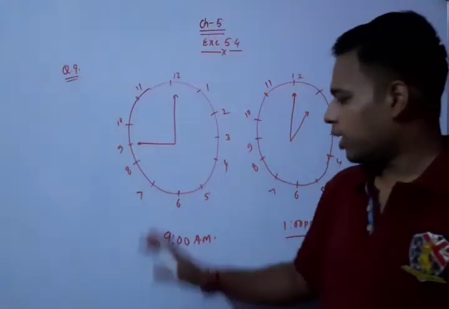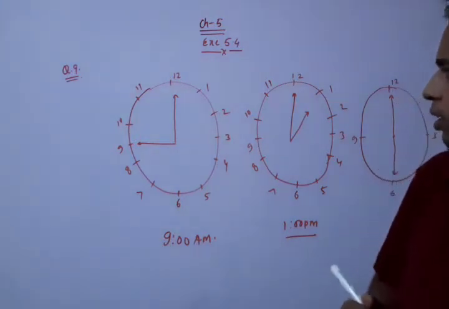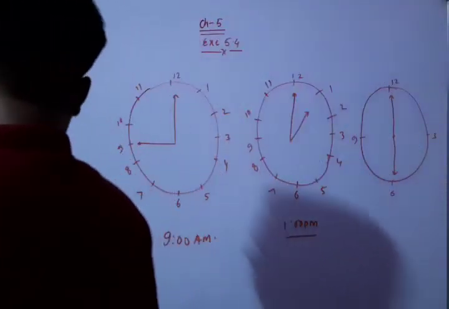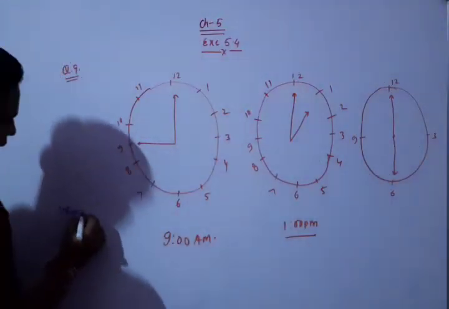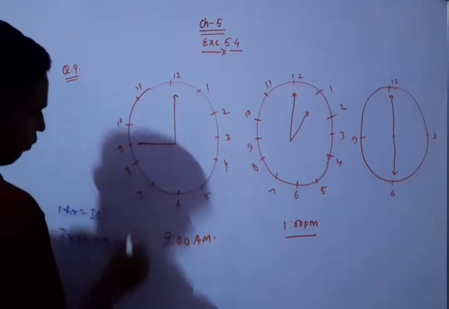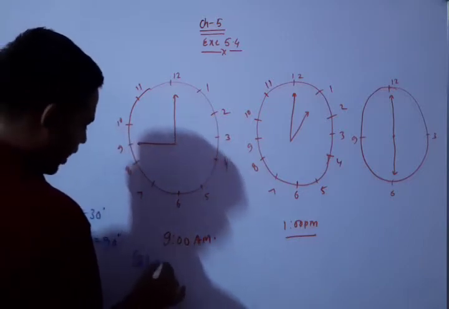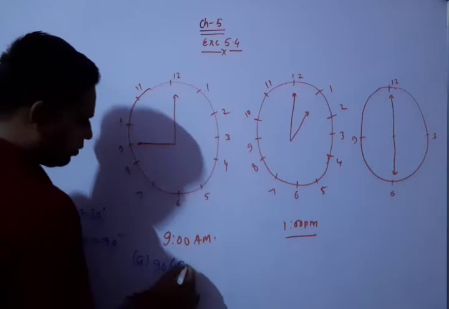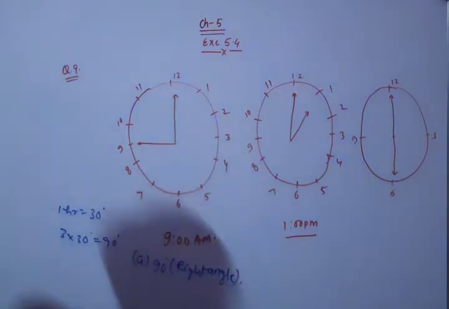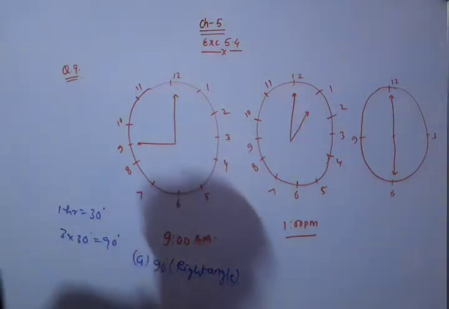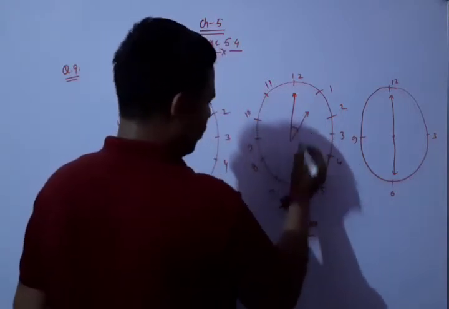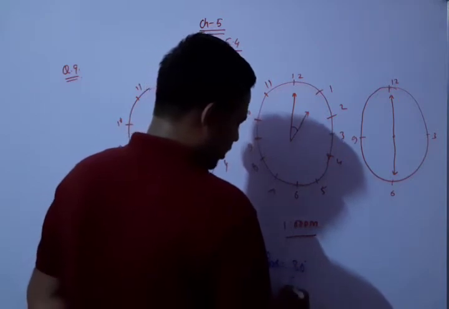The first figure is 9 AM. By seeing it we can say that it is 3 hours. See, 1 hour equals how much angle? 1 hour equals 30 degrees. For 3 hours, 3 into 30, 90 degrees. So for the first figure A, the angle will be 90 degrees and that is a right angle. Now in figure number 2, 1 hour means the angle formed will be 30 degrees.